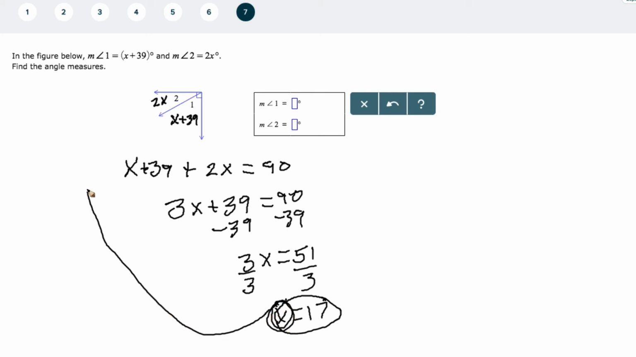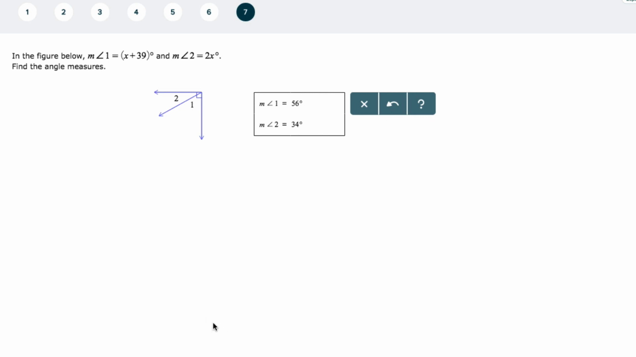So we need to take that x and plug it right back in. What's 2 times 17? That is 34. So the measure of angle 2 is 34. Now if we go to measure of angle 1, x plus 39, or 17 plus 39, just plug in the 17, and you have 56. There's the two angles. So that's how you do it. Just remember to combine angles if you need to.